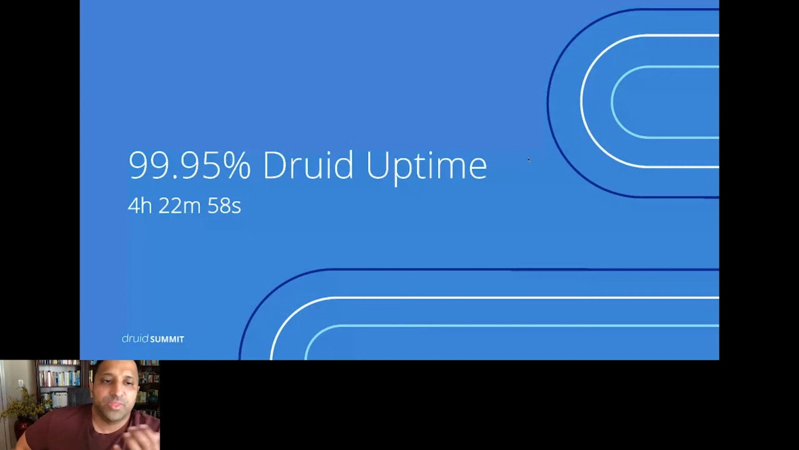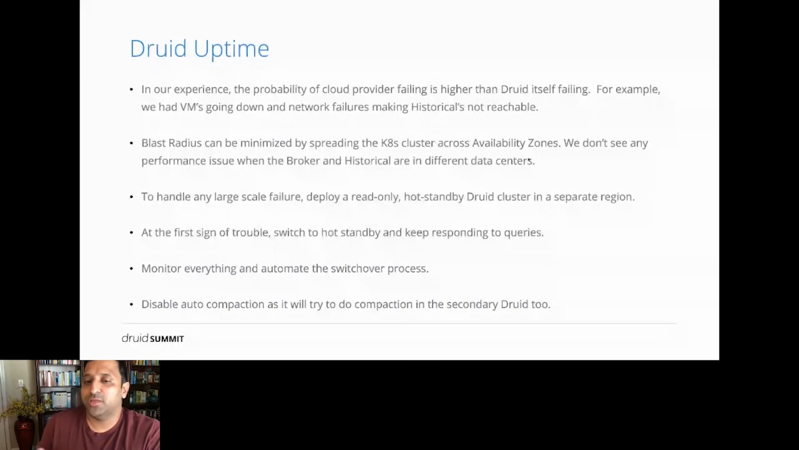Most of the time, what we see is the cloud provider failing rather than Druid itself. For example, the VMs go down, or there is an isolated network failure, which brings down one or a small percentage of our historicals. So to reduce the blast radius of a minor network failure or a minor VM or Kubernetes failure, we wanted to spread our VMs across the availability zones.